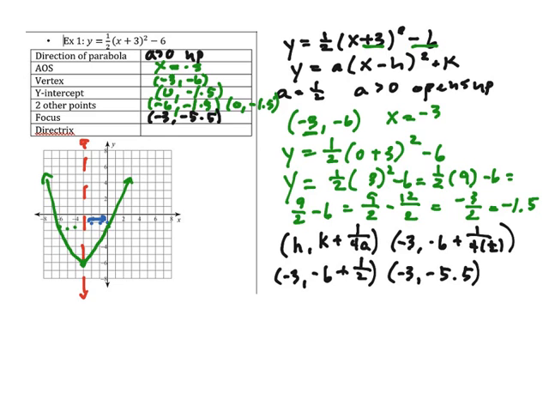Now the equation for the directrix, it's a horizontal line, so we have y equals k minus 1 over 4a. That equals negative 6 minus 1/2, because we figured out 1 over 4a is 1/2, which is negative 6.5. So that's our final answer. We've answered everything. Easy.